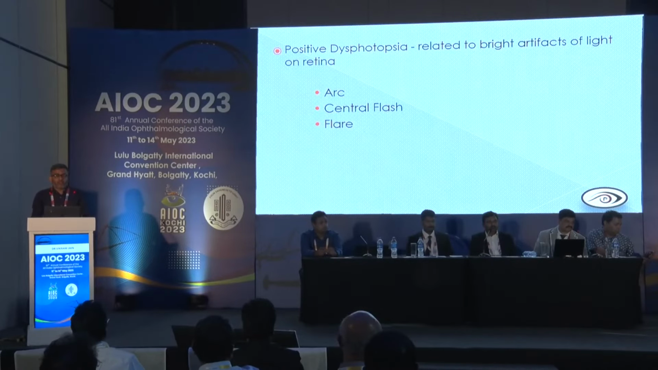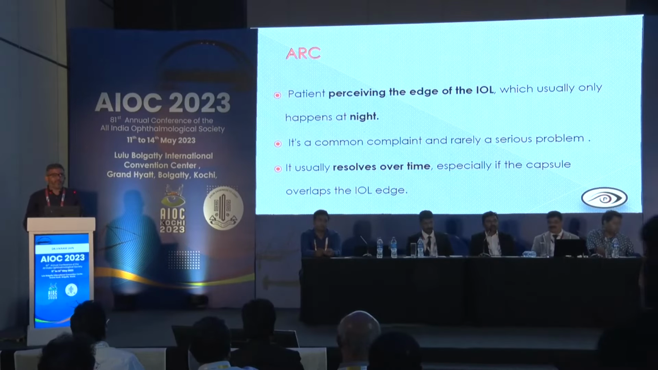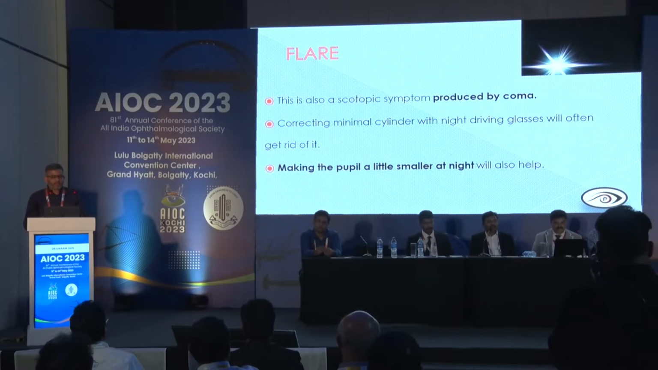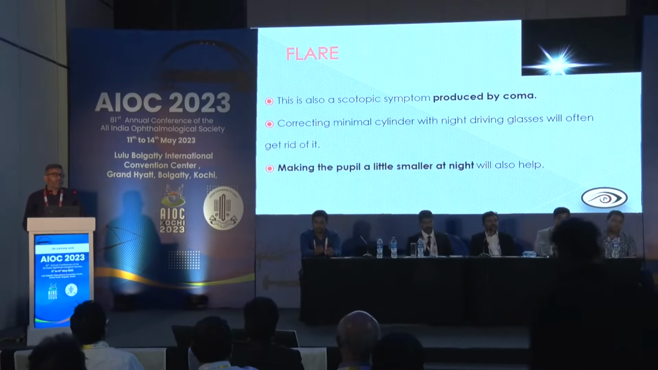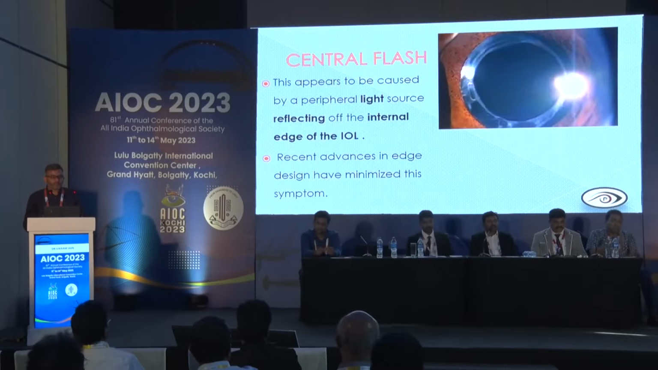So positive dysphotopsias, as I mentioned, can be an arc, a central flash, or a flare. Arc is when the patient perceives the edge of an IOL in a scotopic pupil. It generally resolves over time as the peripheral capsule opacifies. Flare is caused by a small cylinder or a coma remaining. Correcting this small cylinder with spectacles will resolve this. And also putting pilocarpine, especially in the afternoon, so that in the evening his pupil is smaller in the initial days, will help in reducing these symptoms.